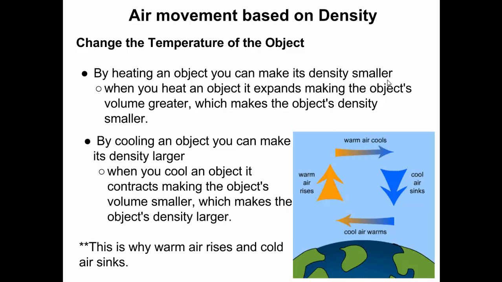So that's an inverse relationship. When you're cooling an object, you can make the density larger because the object contracts, making the volume smaller. Mass stays the same, volume gets smaller because it's contracting, which makes the density larger. And this is why warm air rises and cold air sinks, because warm air is less dense than cold air.